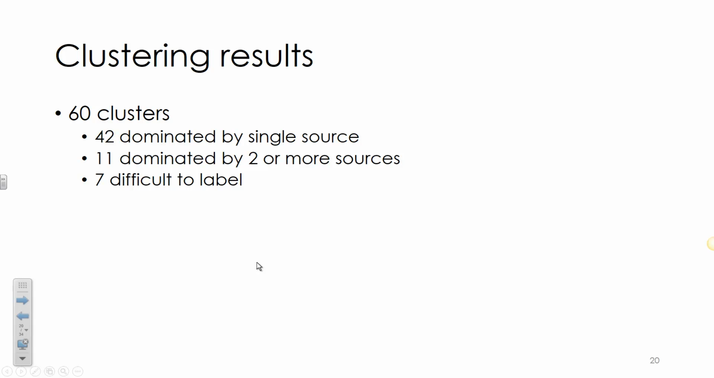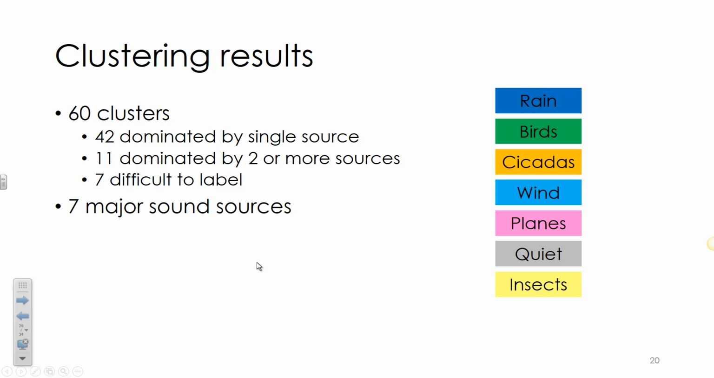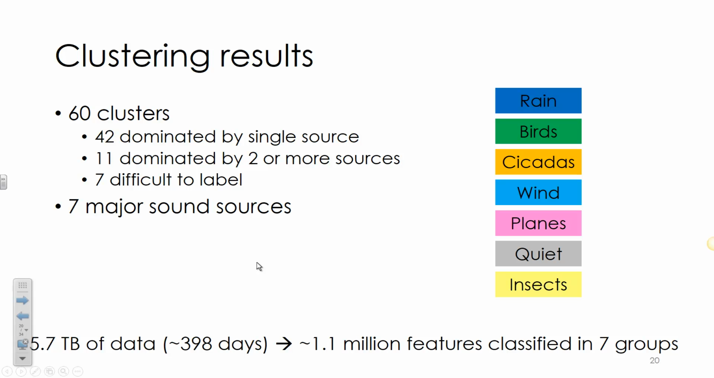So the results, they ended up with 60 clusters. 42 of those were dominated by a single sound source, 11 by 2 or more sources, and 7 were difficult to label. So that was pretty good that they were able to identify what these clusters shook out to be. They identified 7 major sound sources within these clusters, and that included rain, birds, cicadas, wind, planes, quiet, and insects. And so, most notably, they took their really large data set.